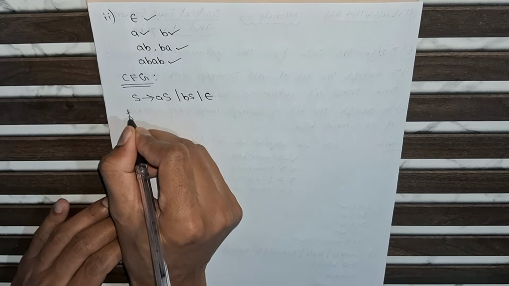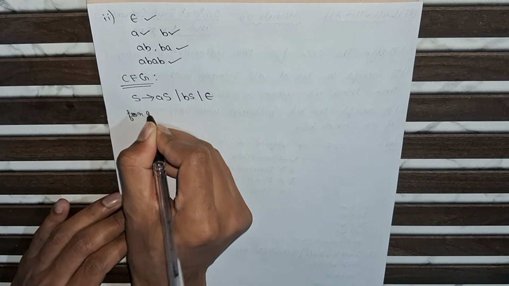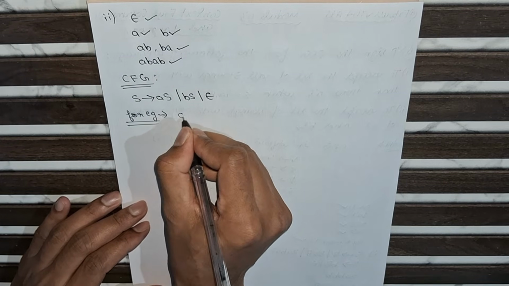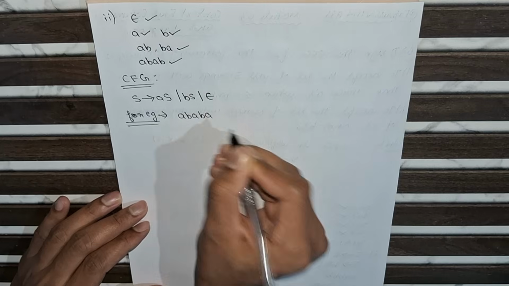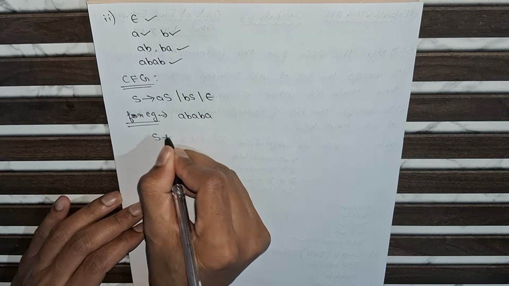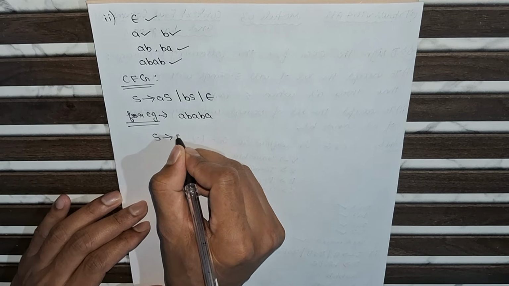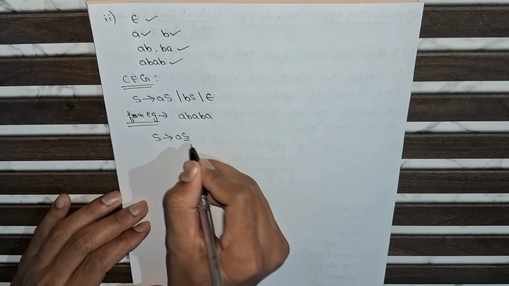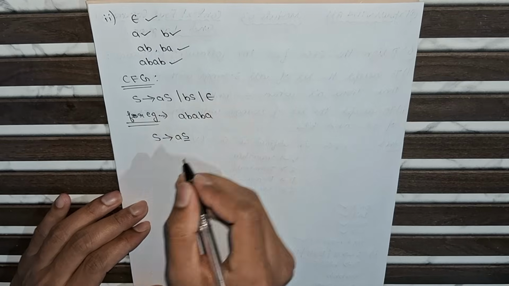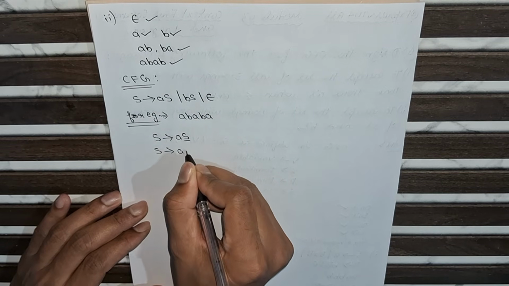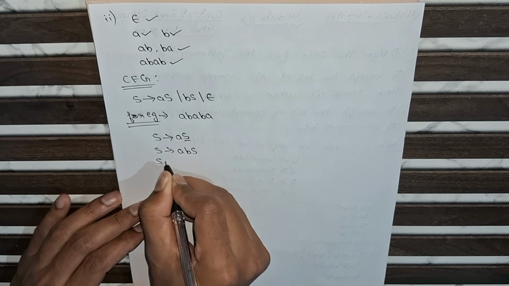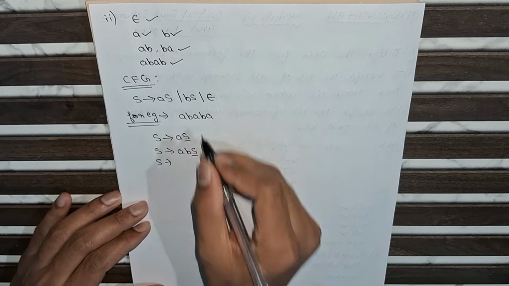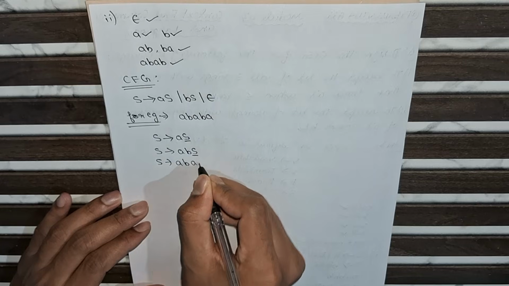So let us take an example for better understanding of this context free grammar. So I am taking A B A B A. Firstly I will write S goes to A S, because the first letter is A. After that I will put this S as B S. So A B S. I will put this S as A S because after B there is A. So A B A S.